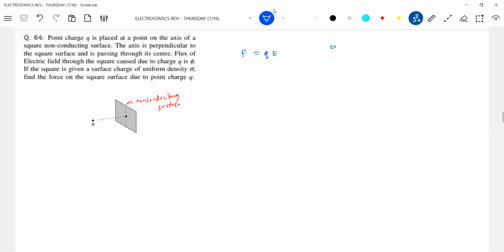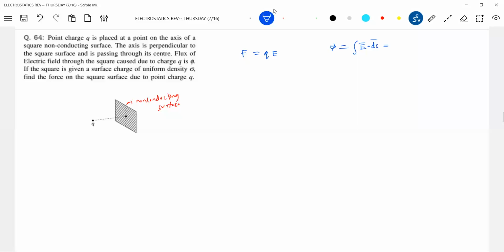So here flux information is given. What is the flux? Flux will be E bar dot ds. This much is the information we know. Something we need, F, into the picture, no? So the force is needed here. So how to adjust? From flux, E is given, so I can bring E, and the Q is given. So how to adjust this one?